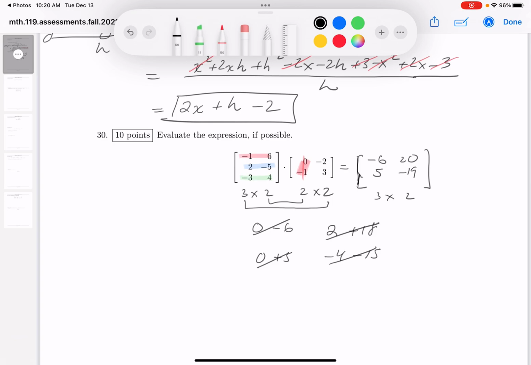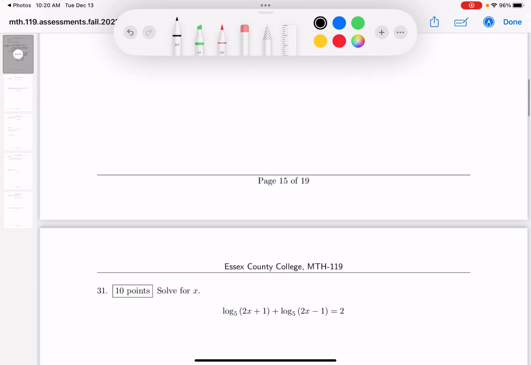Let's do our multiplication. Minus 3 times 0 is 0. 4 times minus 1 is minus 4. That gives me minus 4. Then I get minus 3 times minus 2, which is 6. 4 times 3 is 12. What does that give me? 18. Final answer right over here: minus 6, 20 in the first row; second row, 5, minus 19; and then minus 4, 18. Let's keep moving.